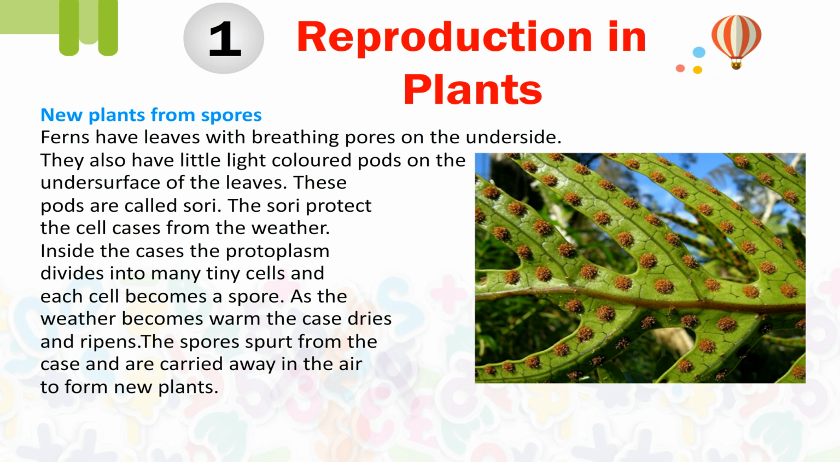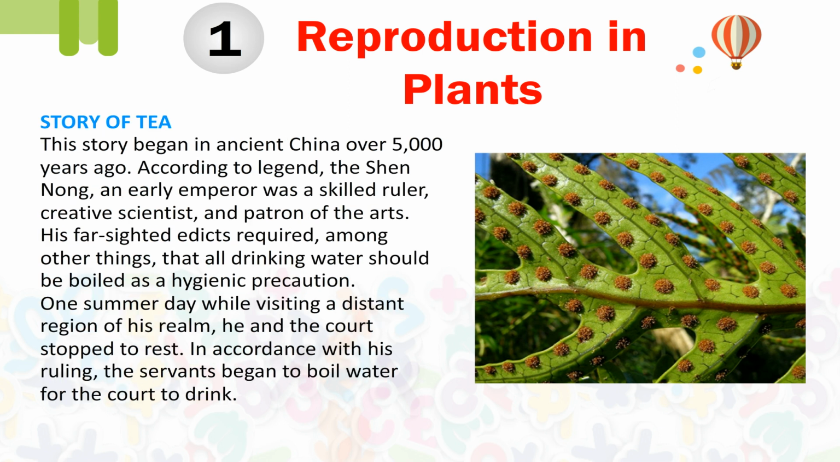Inside the cases, the protoplasm divides into many tiny cells, and each cell becomes a spore. As the weather becomes warm, the case dries and ripens. The spores spurt from the case and are carried away in the air to form new plants.